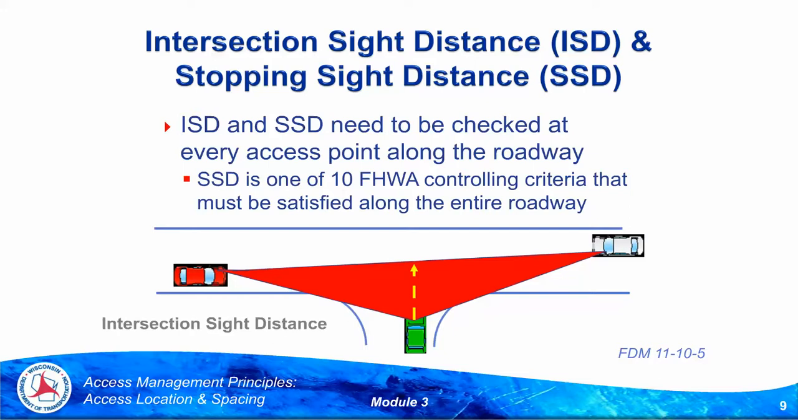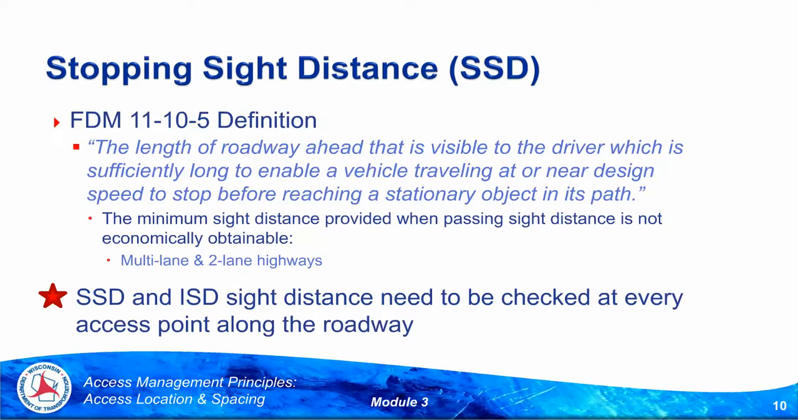This is a diagram from our FDM section 11.10.5. Every access point or driveway or intersection needs to have good sight distance. FDM states that a vision corner is defined as either the clear sight window for intersection sight distance if no vision triangle is used, or the combination of the clear sight window for ISD and the clear sight window for the vision triangle as shown in figure 5.1.